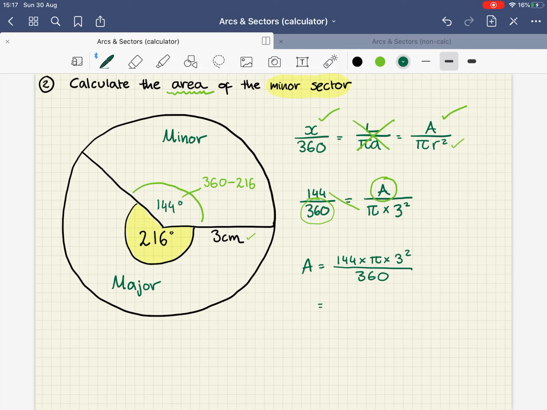So I've got 144 times pi times 3 squared over 360, which gives me an answer of 11.31, and that's to 2 decimal places.